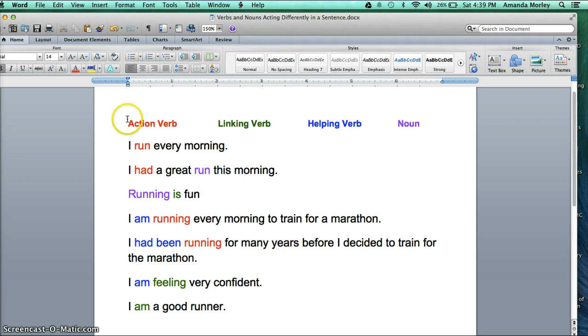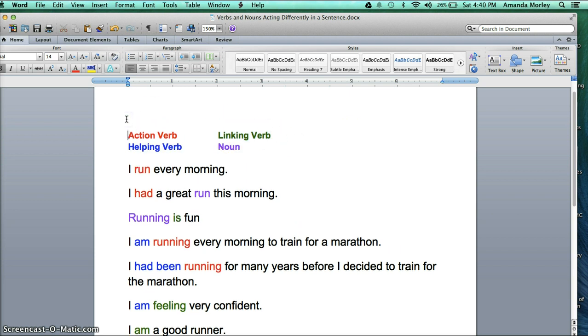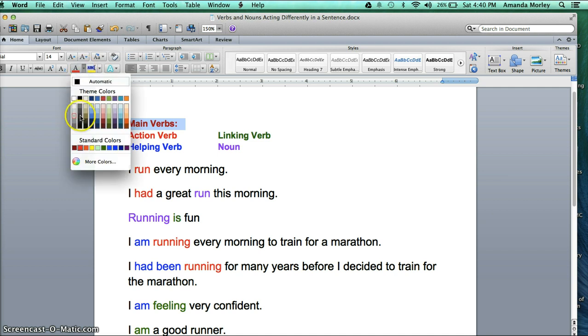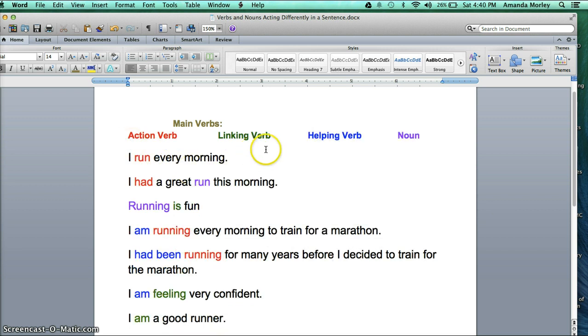So I'm going to come here and I'm going to combine these, okay? These two are main verbs, okay? Can be main verbs. So we're going to say these guys are main verbs. What's the color of red and green together? Like a brown? Okay, these two together are main verbs, underneath the same heading, okay?